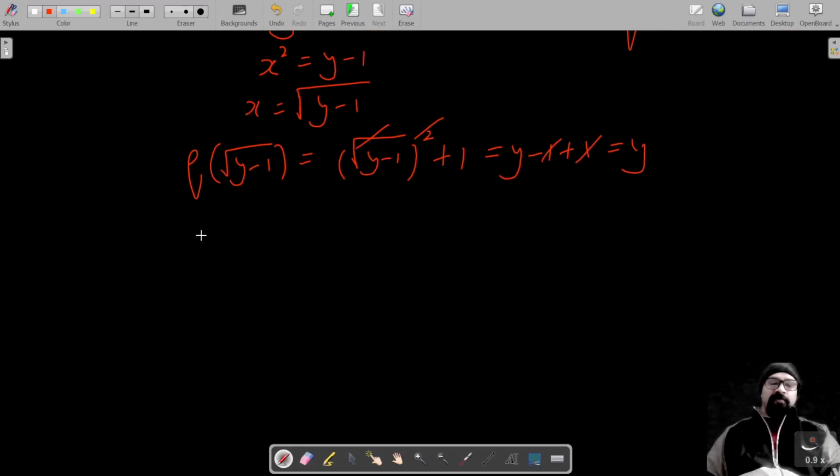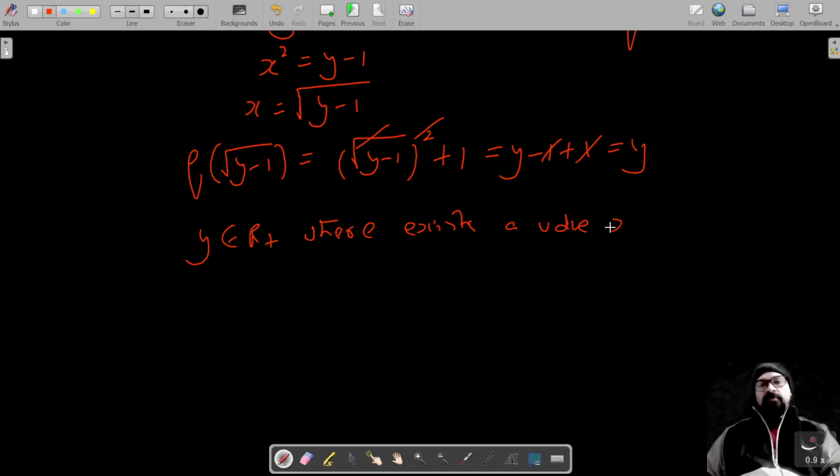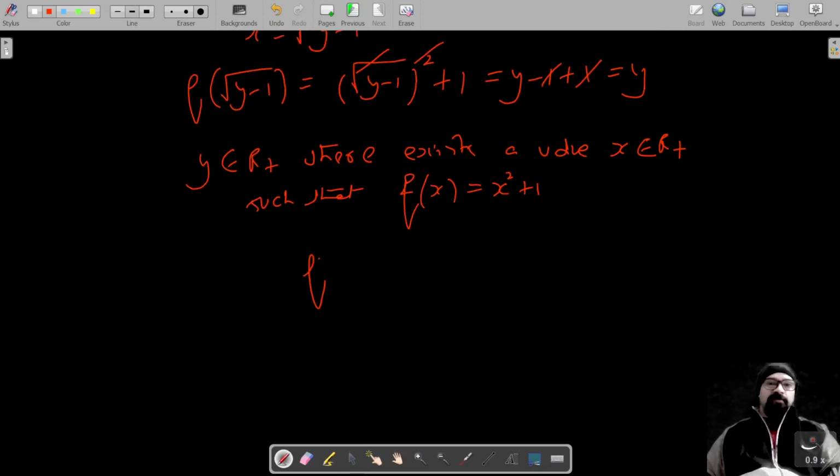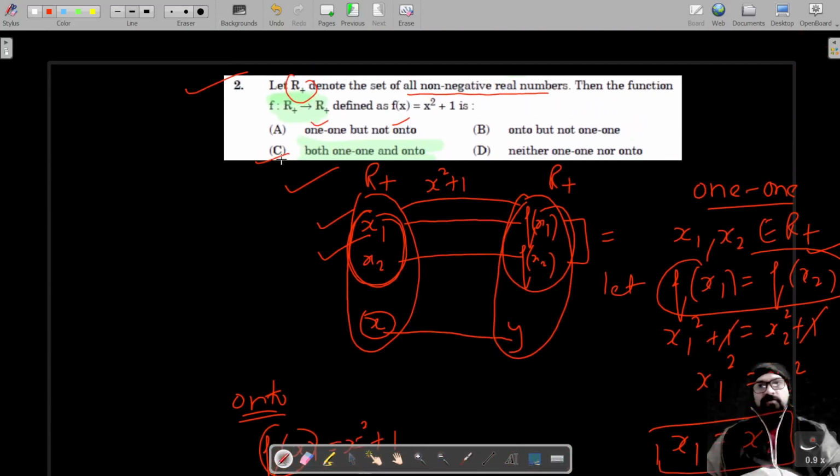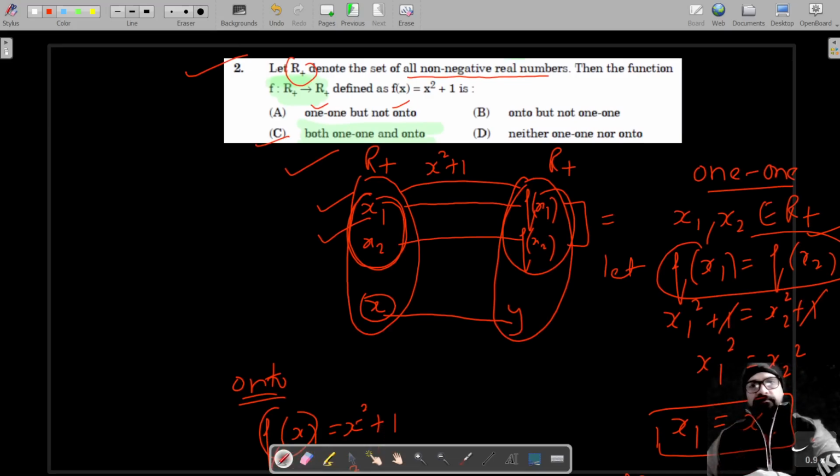That is, for every y which belongs to R+, there exists a value x that belongs to the domain such that f of x is equal to y. Therefore this function is onto. So the function is both onto and one-one. Let's move on to question number 3.